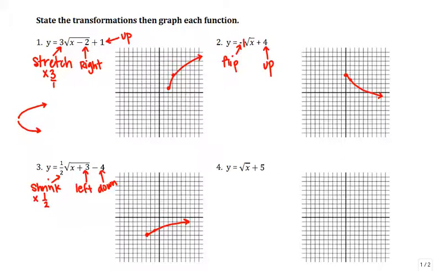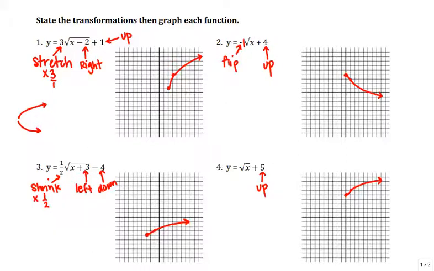Okay, last one. Nothing in front, so we're going to use 1 over 1 as our slope, and it's positive, so we'll go up to the right. Nothing inside, so no right or left, but just a 5 outside, meaning we're going up 5. So from the origin, up 5, 1, 2, 3, 4, 5, and then slope up 1 over 1.